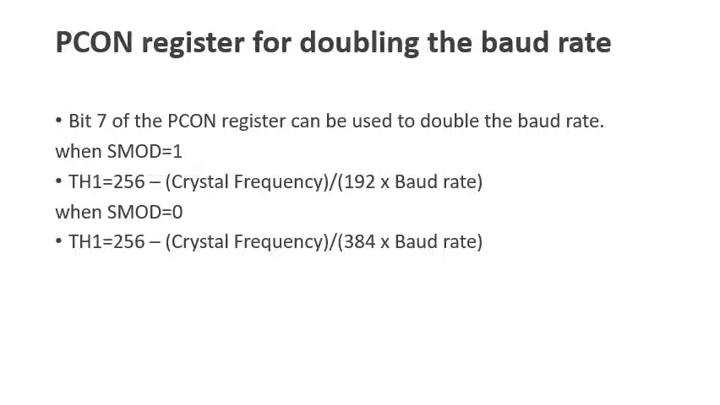The following formula can be used to find the value to be put in TH1 when SMOD is equal to 1. That is, TH1 is equal to 256 minus crystal frequency divided by 192 into baud rate. When SMOD is equal to 0, then TH1 will be equal to 256 minus crystal frequency divided by 384 into baud rate.